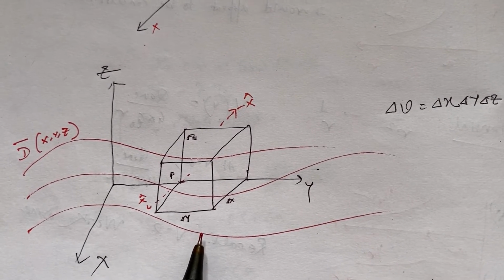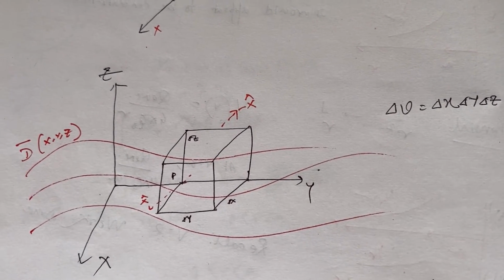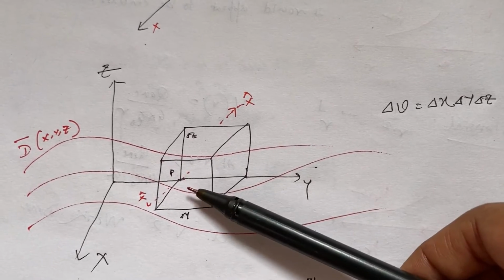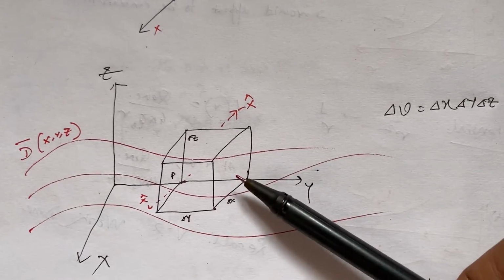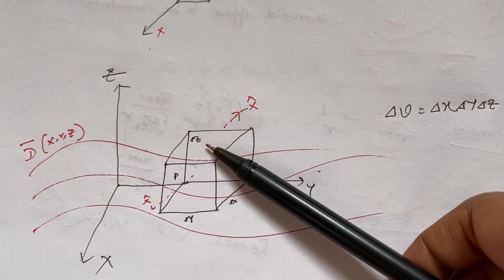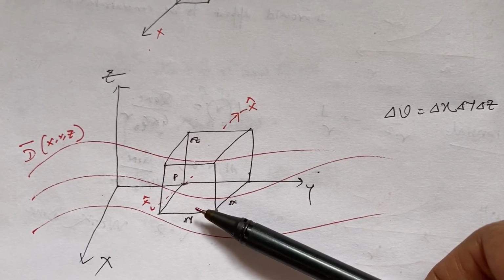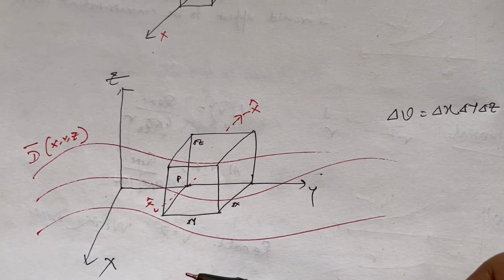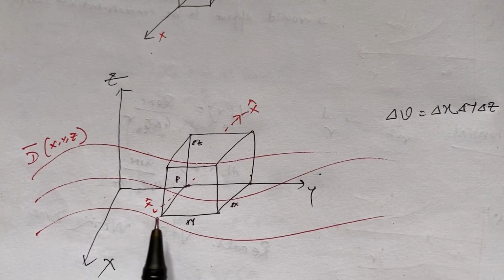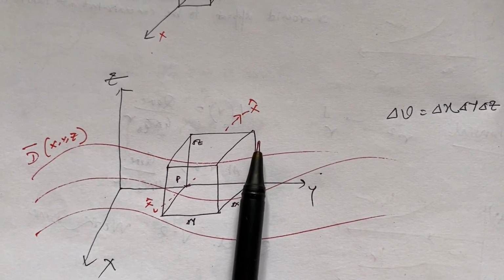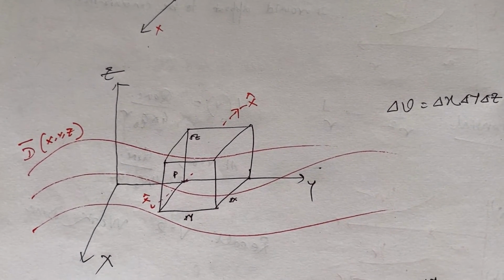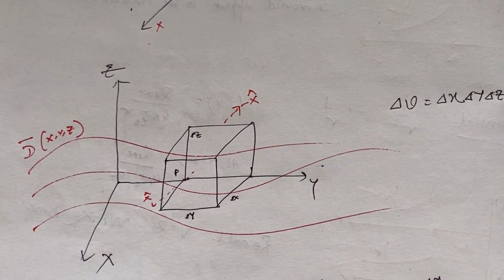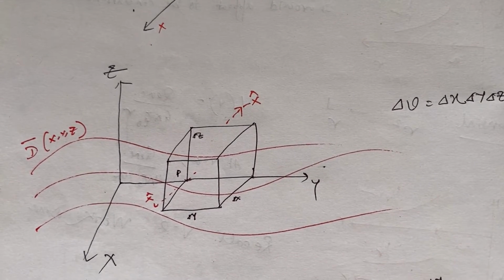Now we consider that this has six surfaces: front, back, right, left, top, bottom. But for calculation purposes we'll choose only the front and back surfaces, because if we can do the calculation for one surface, then we can do it for the other surfaces also.